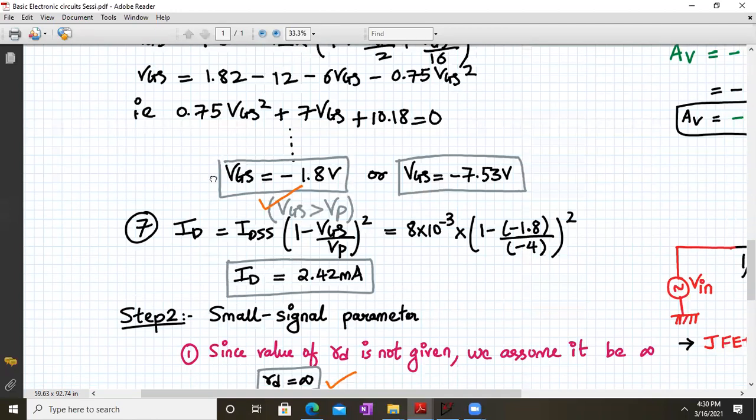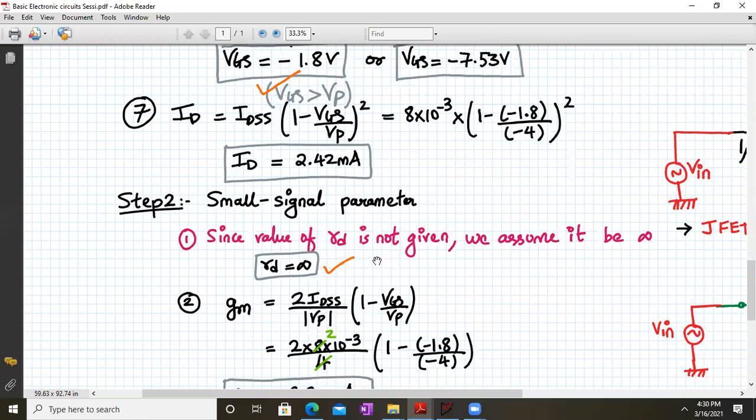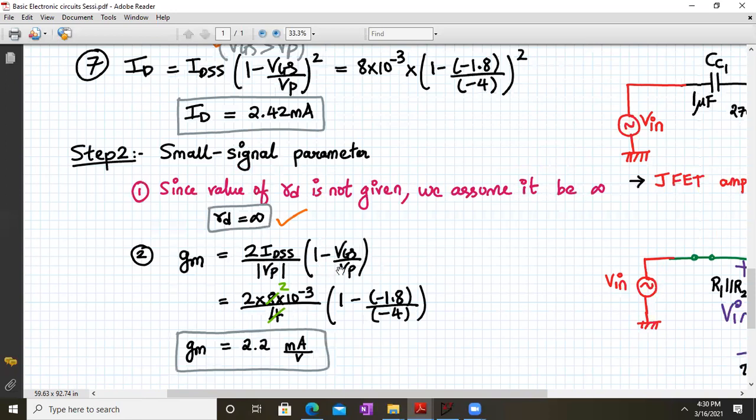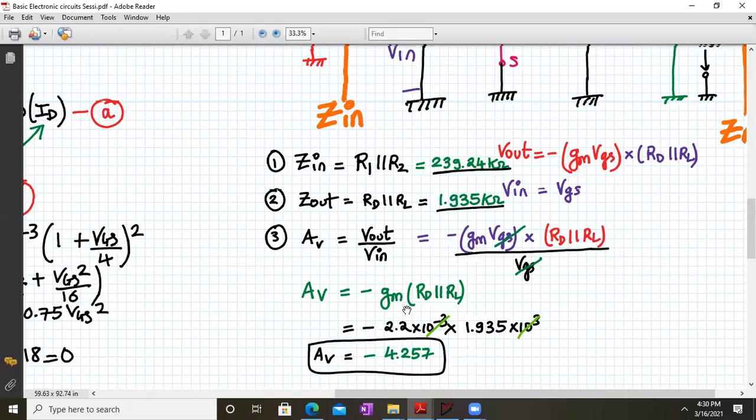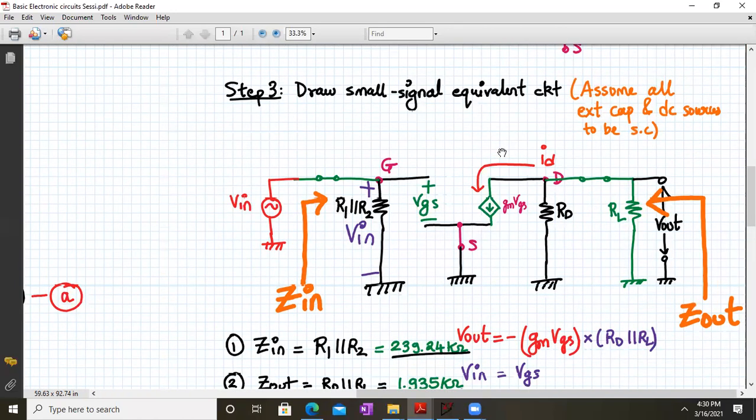And from all this analysis, we calculated the small signal parameters. RD value was not given, so we assume it to be infinite. And we calculated the gm value with the help of this formula. gm is equal to 2.2 milliampere per volt. I hope that the video and the OneNote PDF which I shared last time, you must have completed. Then we drew the small signal equivalent model.